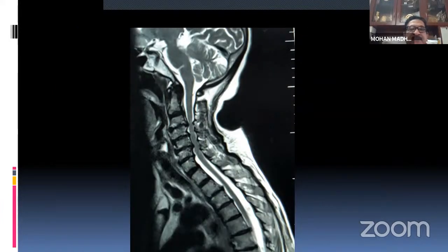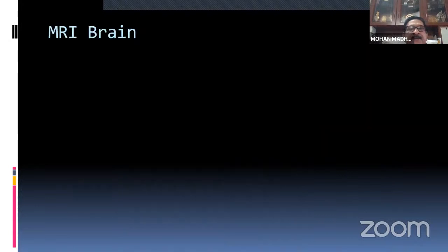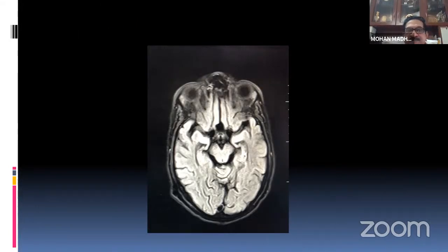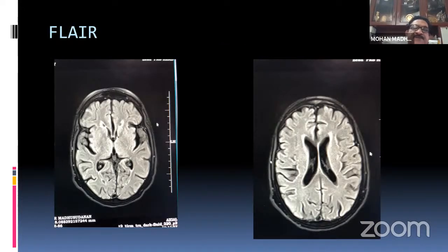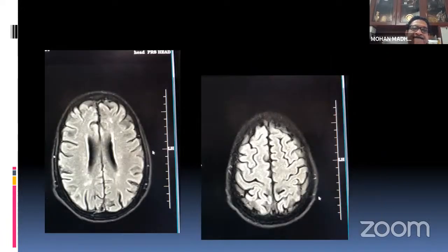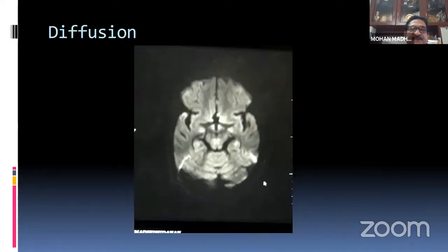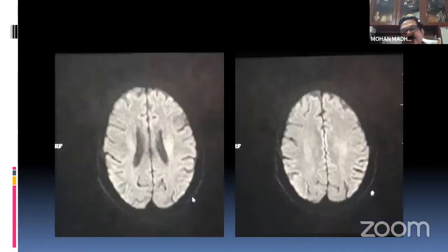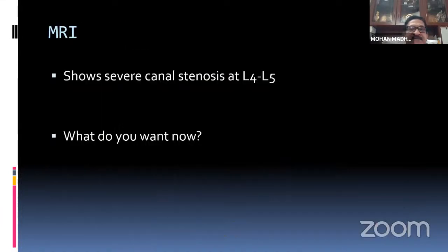Cervical spine was showing mild spondylotic changes, with mild compression of the cervical cord. MRI brain was taken because she was drowsy, to see if something was occurring in the brain as well. The MRI brain was essentially normal. There is no diffuse abnormality in the parietal area also. So MRI shows severe canal stenosis. Now, what do you want now?